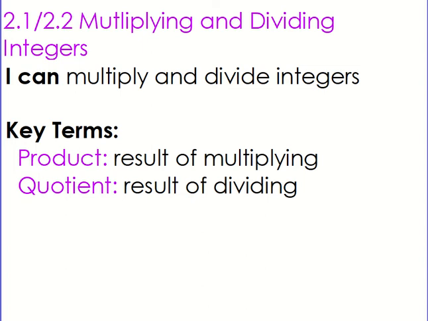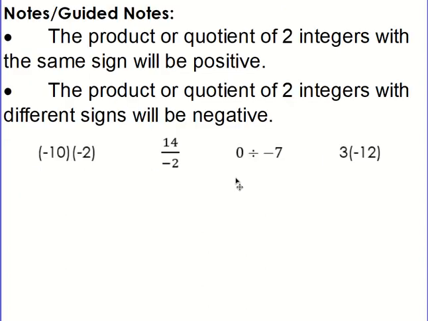The reason we are doing these two together is because their rules are the same. You'll notice the product or quotient of two integers with the same sign will be positive. So if they're both negative or both positive, then they are positive. And the product or quotient of two integers with different signs, so one positive, one negative, will be negative. That's why we're doing them in the same day, because products and quotients have the same rules when it comes to what you do with them.